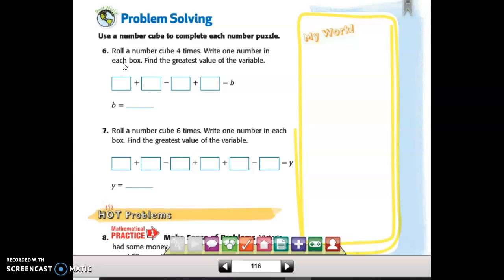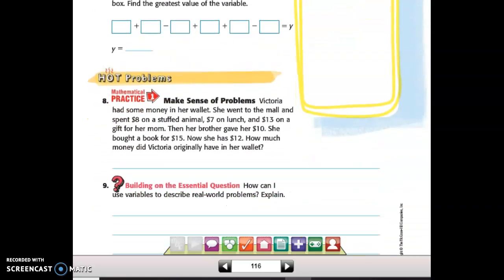Numbers 6 and 7, it asks to roll a number cube. And number cube is a dice, and dice have 1 through 6. So you can just pick some numbers that are between 1 and 6 in order to be able to complete these. You don't need to go and get a dice. Just pick numbers 1, 2, 3, 4, 5, or 6 in order to solve those problems.